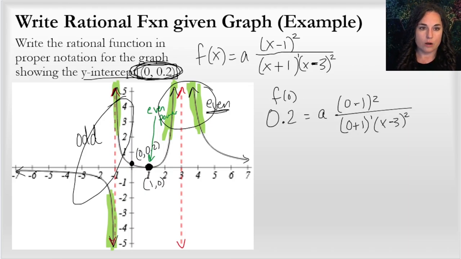I'm going to plug in 0 where I see x in that general form that I wrote out up there: x plus 1 to the first power, x minus 3 squared. Negative 1 squared is 1. 1 to the first power is 1, and the negative 3 squared is 9. So I get a times 1/9. So I'm going to get a equals 1.8. That's how I would solve. I used a point, I plugged in 0, and I got out 0.2, and that let me solve for that unknown leading coefficient.